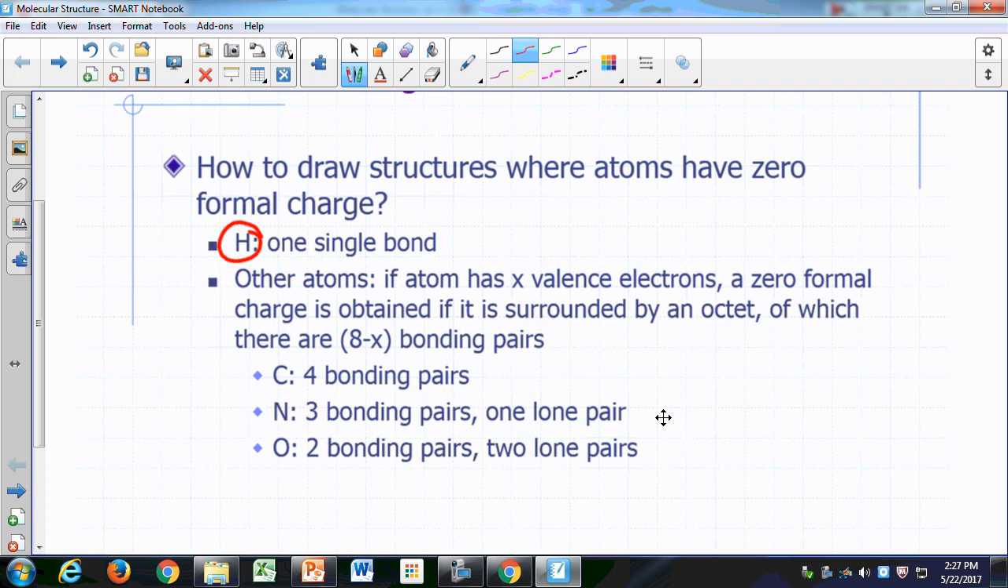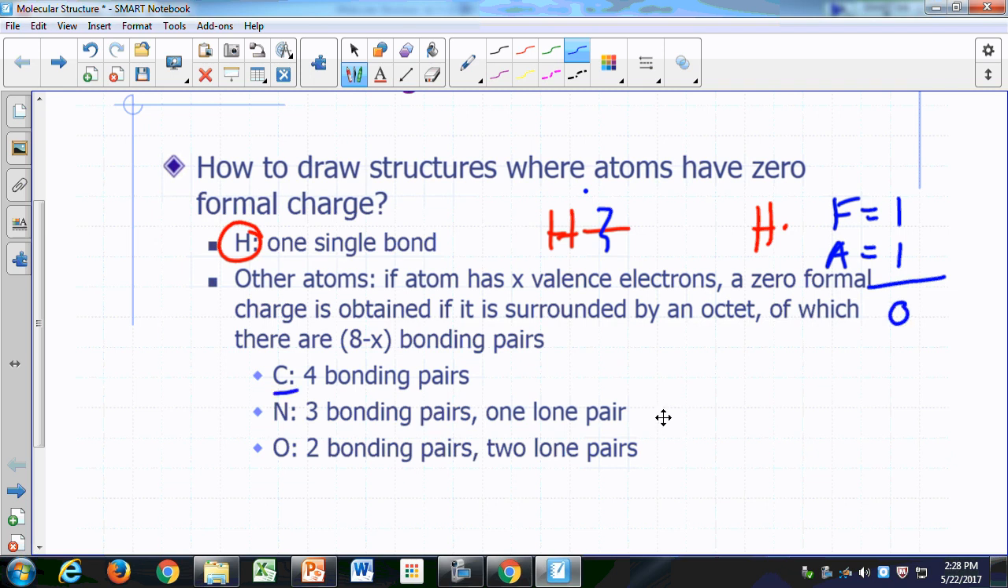Hydrogen is pretty simple. We've already seen this before. Hydrogen has to be a terminal atom. It can only form one single bond, and whenever it does that, it has a zero formal charge. Why? Because a free atom of hydrogen would have one electron, and if it forms a single bond, half of that single bond would be one electron, so it would appear to own one electron in the structure, so your formal charge is going to be zero.